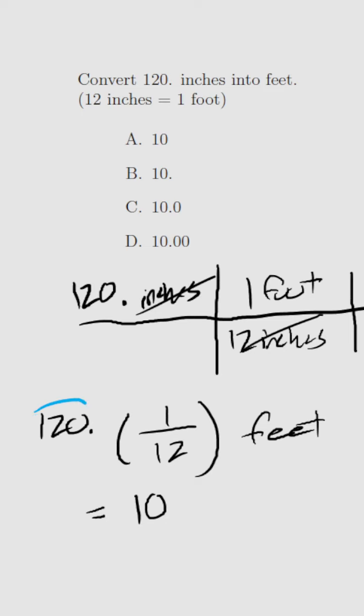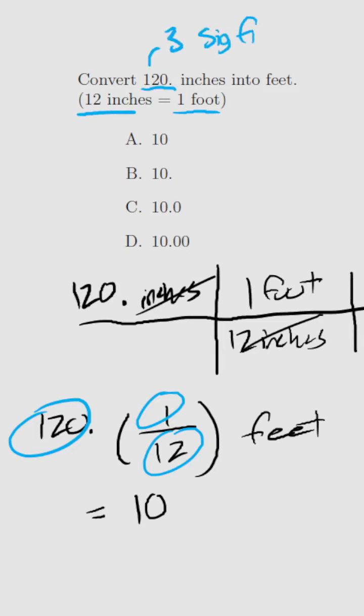So we look at 120, we look at 1, we look at 12, we look at the original numbers given in the problem. So 120. is definitely 3 sig figs. And then a student would also do this: 12 inches, I used that in my problem, it has 2 sig figs. And then you also used 1 foot, which is 1 sig fig.